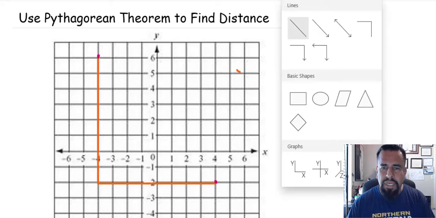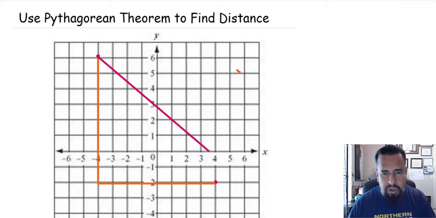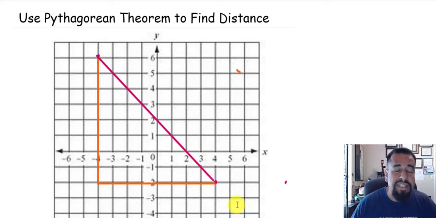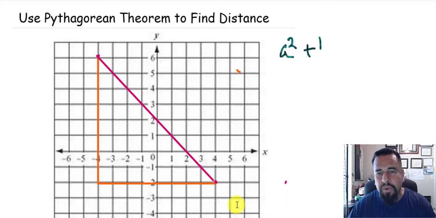So let's go ahead and connect those lines here just to show you that I'm going to find the distance from here all the way down here. So that's the distance we want to find. For that, obviously, we want to apply the Pythagorean Theorem, which is a squared plus b squared equals c squared.